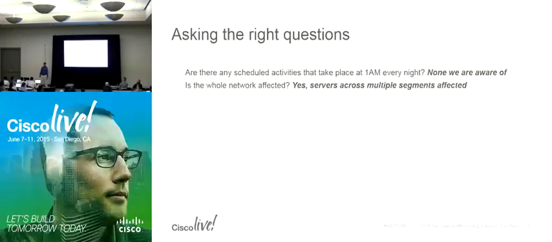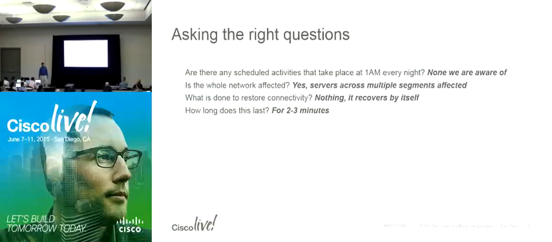I was like, okay. So, scope: is the entire network affected or just a portion of it? I want to narrow down the scope. That is my goal. And the question is, is everything affected? And the answer is yes, everything is affected. That's not helping, but anyways. What is done to restore network connectivity? Nothing. It's just magic. Someone does something at 1 a.m. and it gets resolved by itself. So I think the data center is haunted. But yeah, how long does it last? 2 to 3 minutes. So this was the problem description, and we had to solve it.